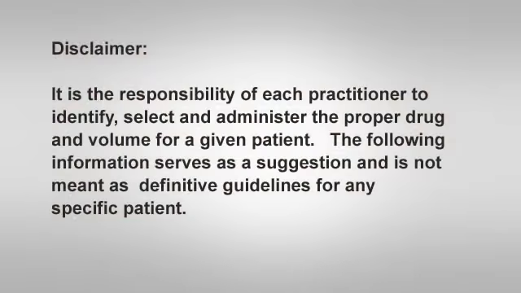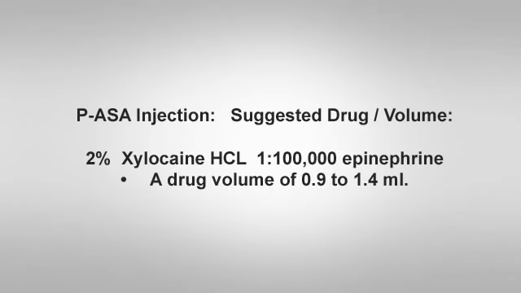It is the sole responsibility of each practitioner to identify, select, and administer the proper drug and volume for a given patient. The following information serves as a suggestion, not meant as definitive guidelines for any specific patient. The suggested drug and volume for the PASA injection is 2% xylocaine HCl, 1 part per 100,000 epinephrine. A drug volume of 0.9 milliliters to 1.4 milliliters, which is equivalent to 3/4 to 1 full cartridge, is the suggested volume when performing the PASA injection.